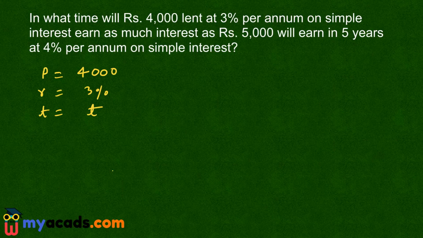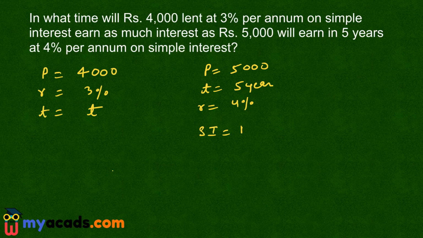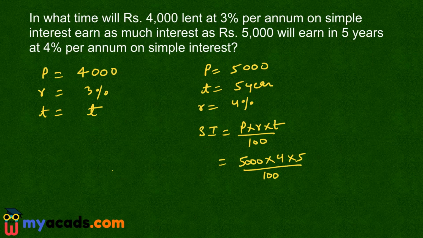Now in my second case, the principal is rupees 5,000. The time period T is 5 years and the rate of interest is 4% per annum. So the simple interest here will be principal into rate into time upon 100. So this is 5,000, rate of interest is 4 and time is 5 upon 100. So the question is, we have to find the time period in which the simple interest in this case equals the simple interest in this case.